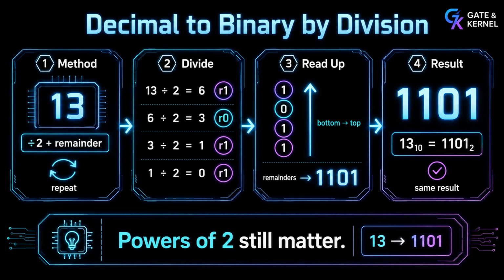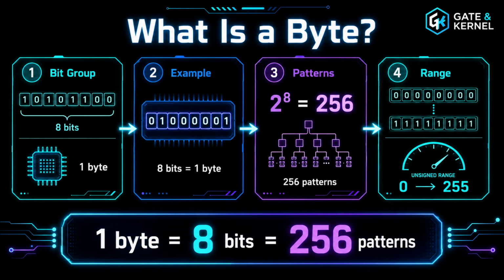For computer architecture, however, becoming comfortable with powers of 2 is especially useful. Chapter 12. What is a byte? Computers commonly organize bits into groups. A group of 8 bits is called a byte. 1 byte equals 8 bits.